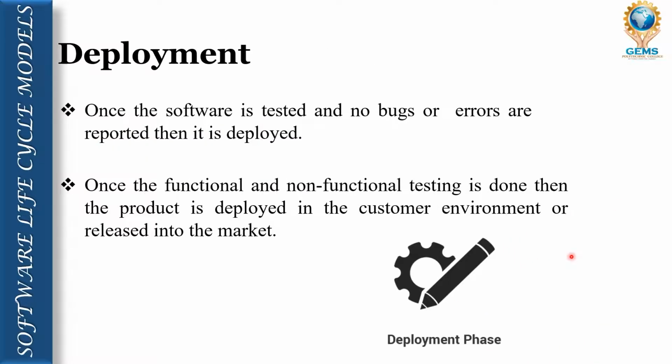Now deployment. Once the software is tested and no bugs or errors are reported in the software, then it is deployed. That means once testing is done and no errors or bugs are there, then we can deploy the software. Once the functional and non-functional testing is done, then the product is deployed in the customer environment or released into the market. That means our product will be handed over to the customer environment, or we can release it in the market.